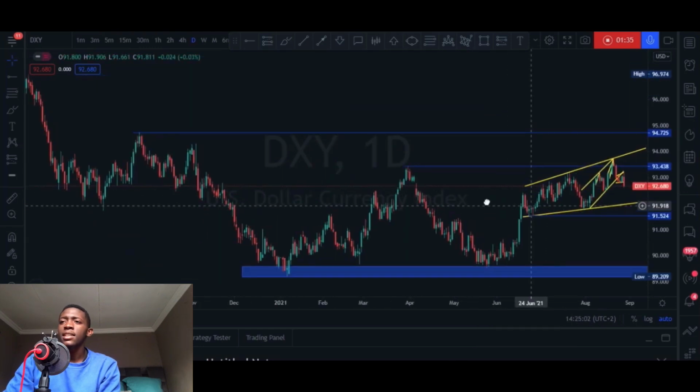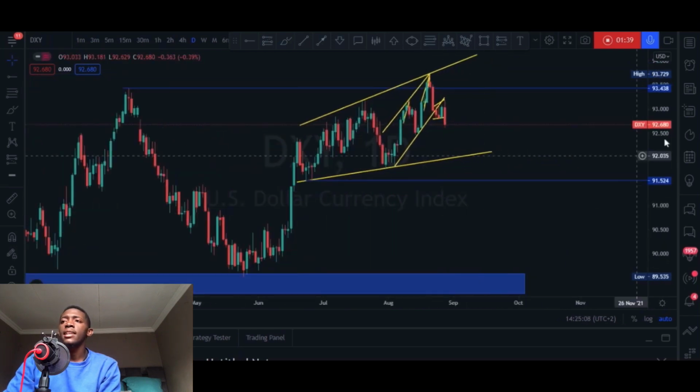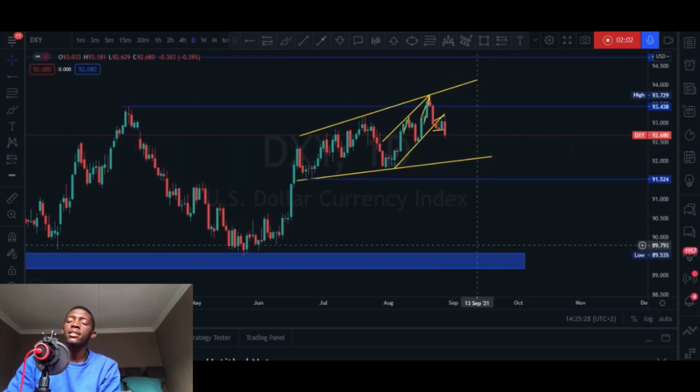So as you can see, this is the structure that we have on the daily time frame. For me, the structure can mean two different things. It can mean that we might be forming a continuation pattern to the upside, and it can also mean that we might just be forming a reversal pattern to the downside, maybe up until this zone here.